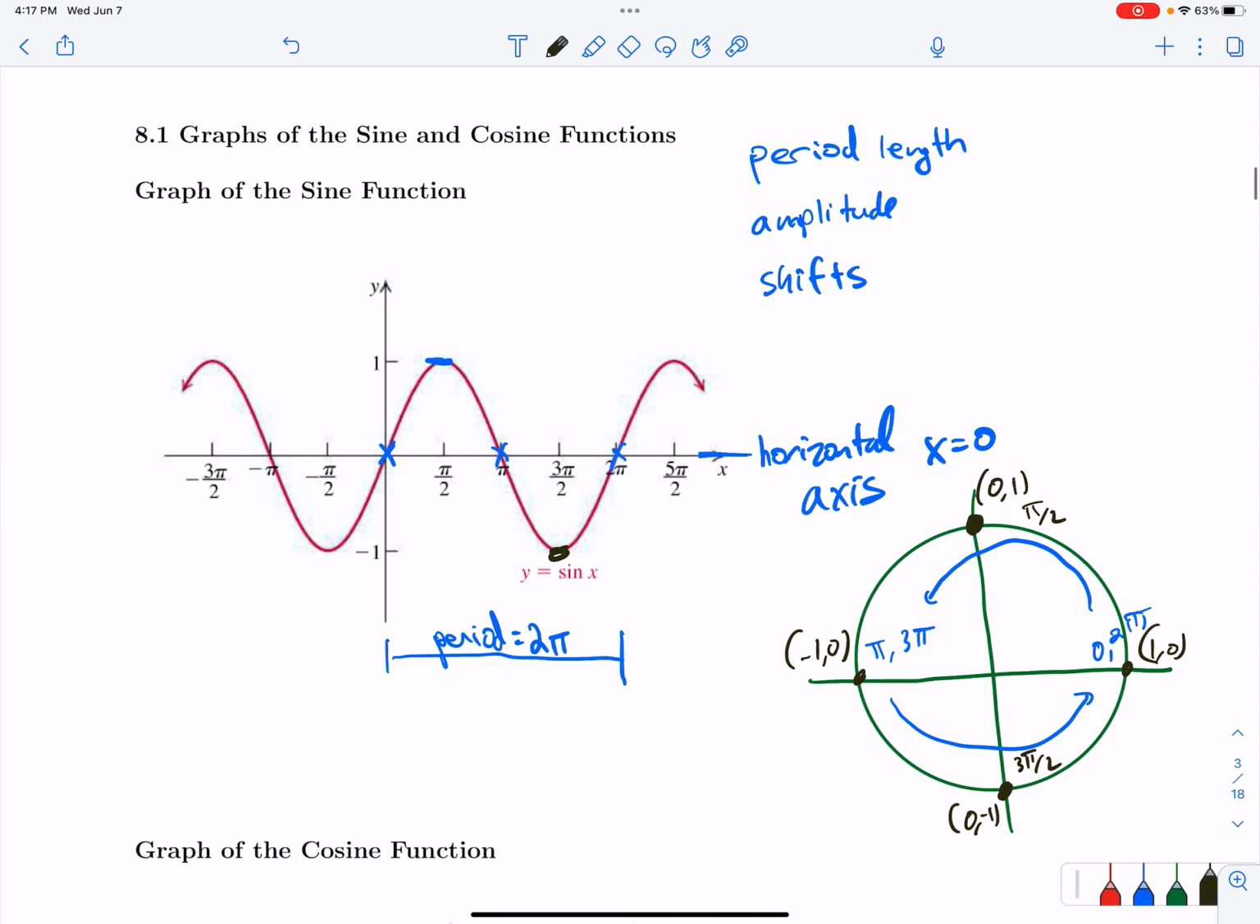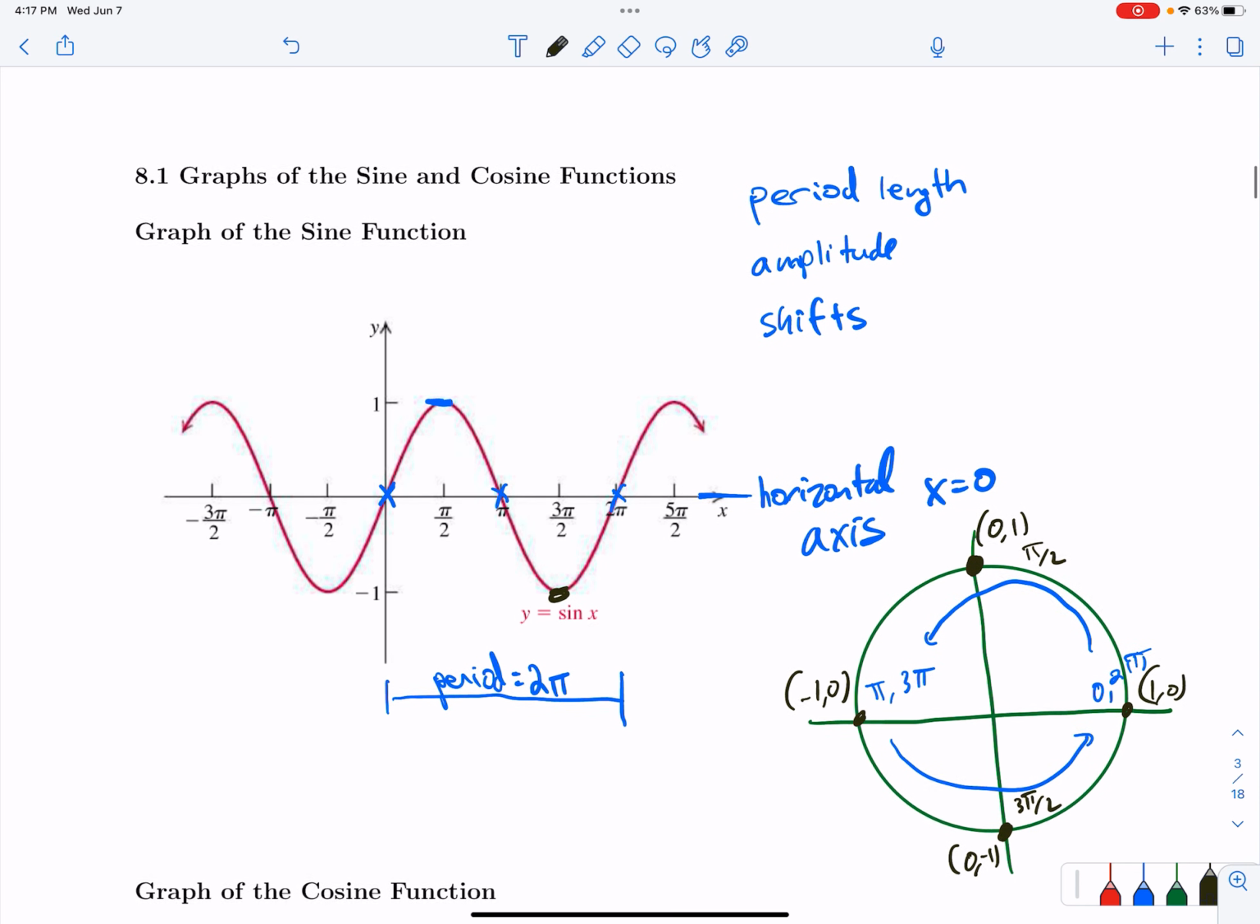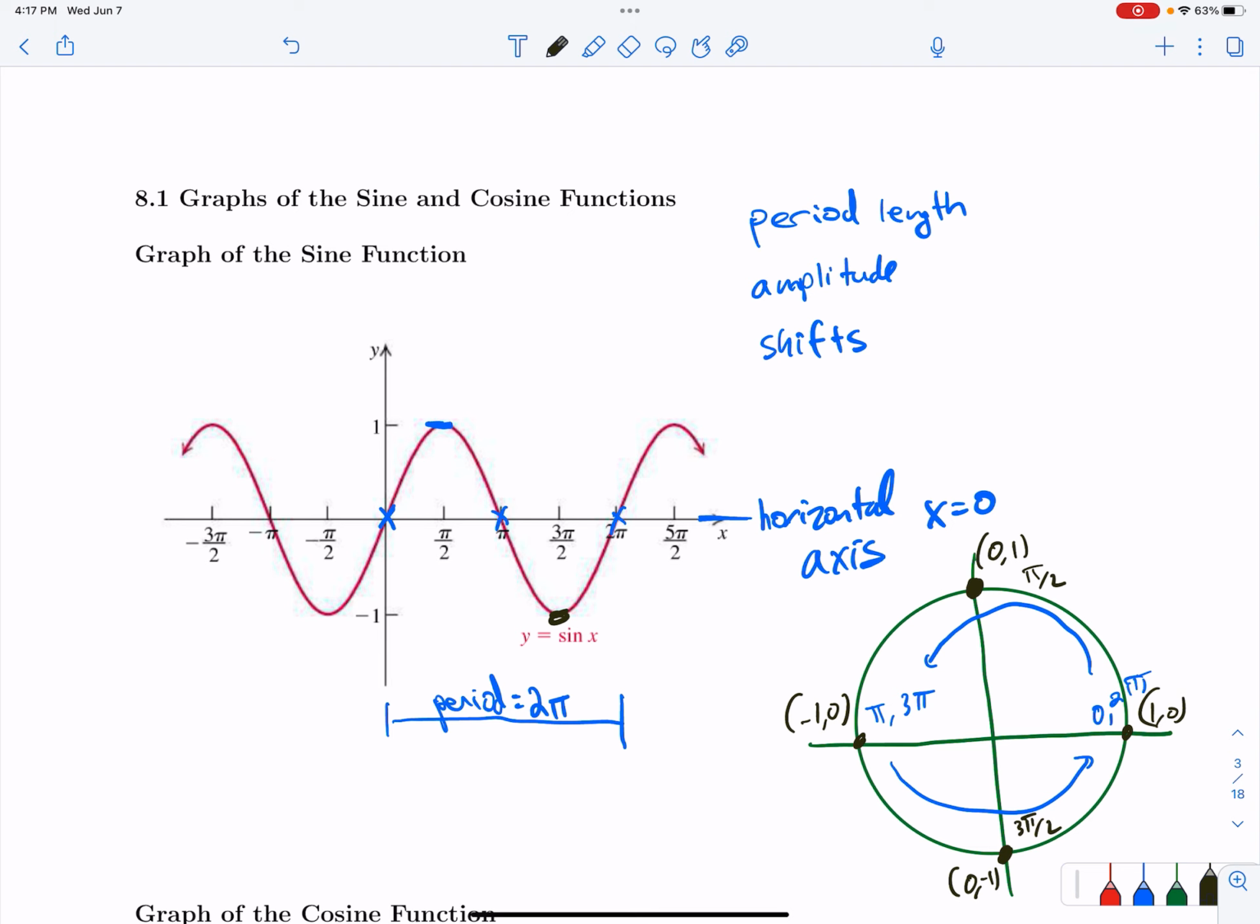Okay, now let's look at the cosine graph. Oh, before I move on, in general, we want to say that the max and min values occurred at pi over 2 and then 3 pi over 2. Pi over 2 is 1/4 of the way in the period, and then 3 pi over 2 is 3/4 of the way. So we say that the max and min occur at quarter points within the period.